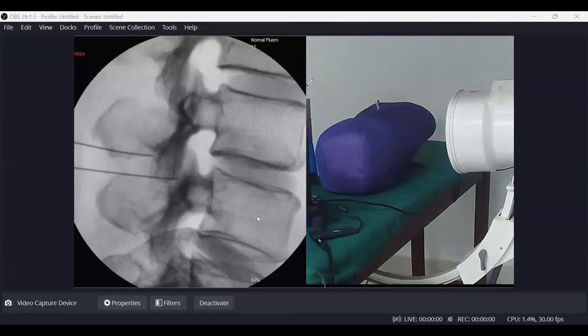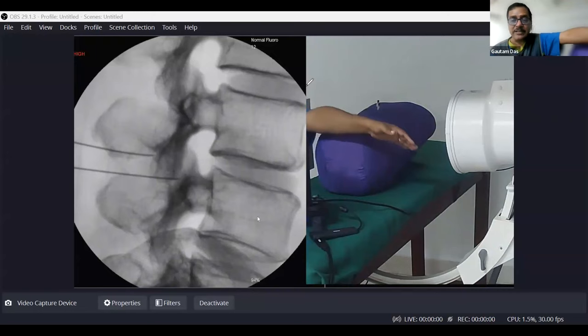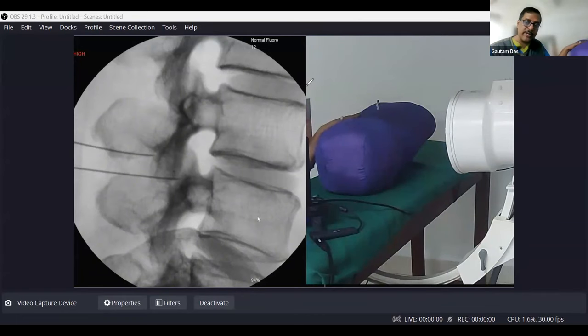Sir, you are blocking the side opposite to where you are standing, right? Opposite side means? That should always be so. Suppose this is the left side and I am doing the procedure on the right side. Whether you are doing the procedure on the right side or the left side, you should always be standing opposite to the C-arm. My C-arm is placed on the right side of the patient, and standing on the left side of the patient's body, you should do procedures for both the left as well as the right.